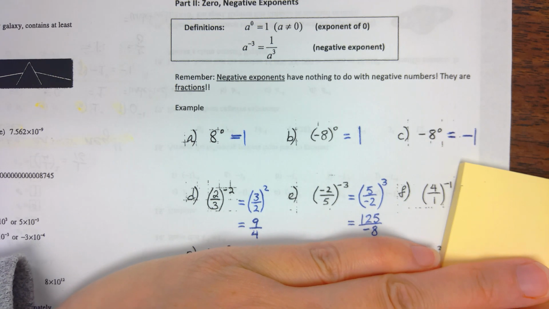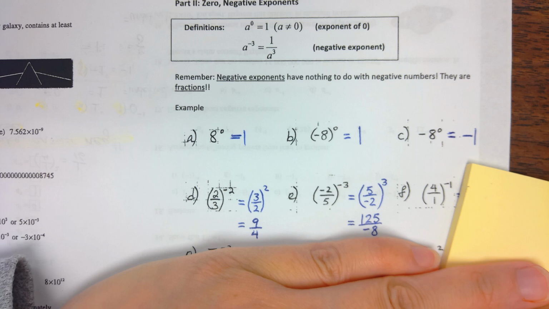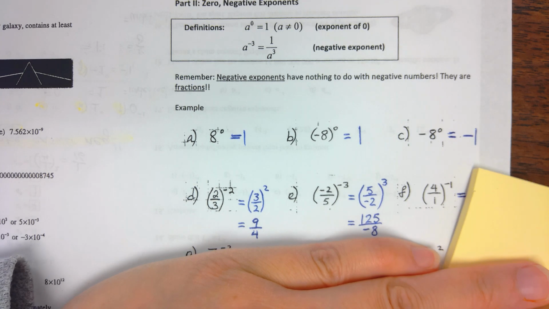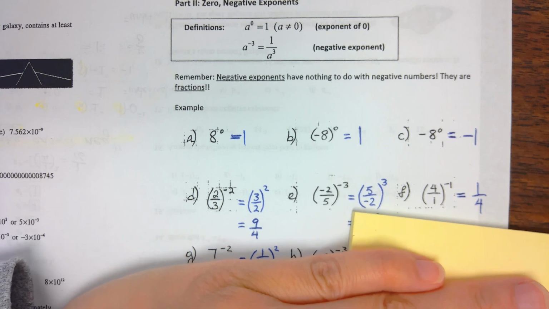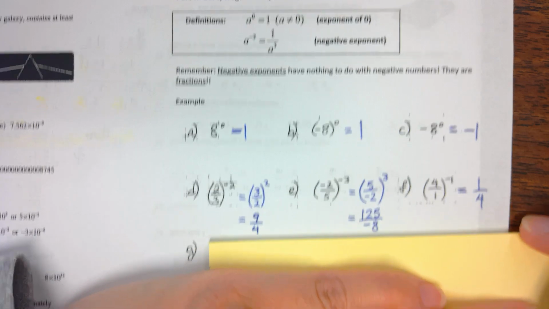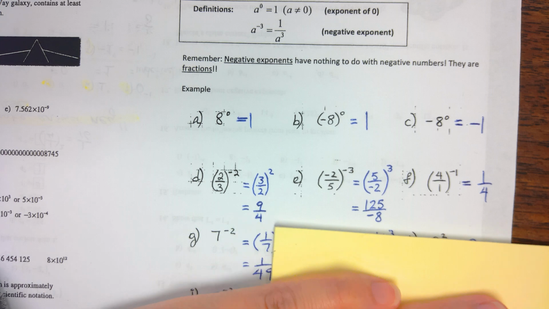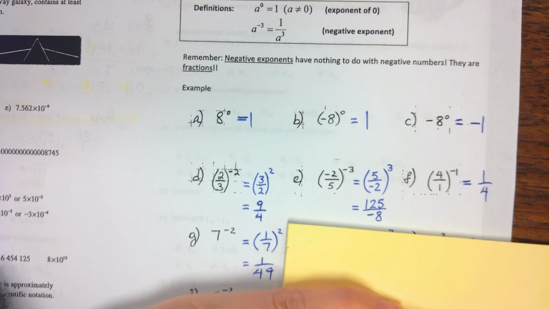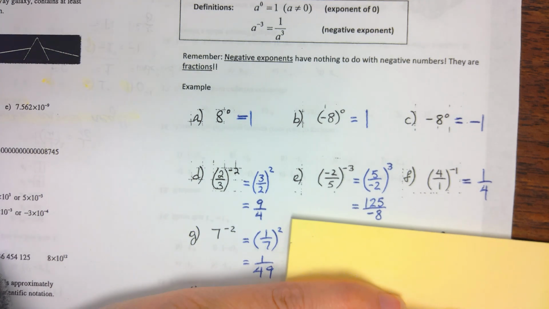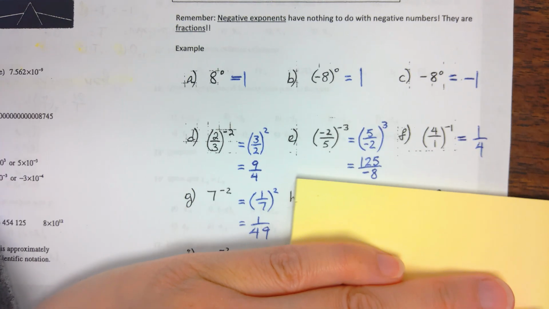F? Okay, does the negative exponent make your answer negative? No, so it's 4/1, but you do flip it, so it becomes 1/4. That's right. Okay. Kingsley, G. 1/49. So remember to flip it and then square, so then 1/49.